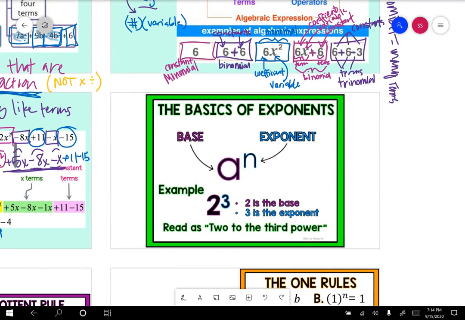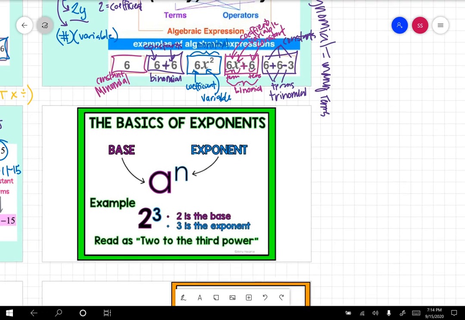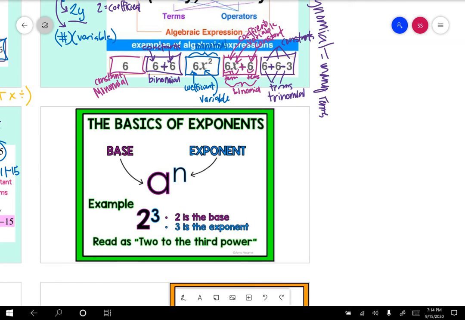We're going to move on to exponents for a minute, and then you're going to do some practicing. Basic exponents. I actually need to pause this for 1 second.